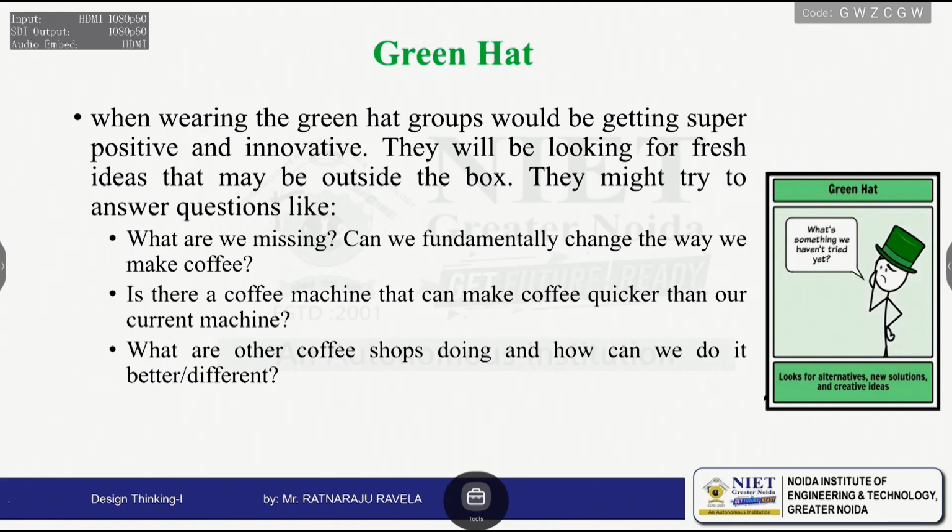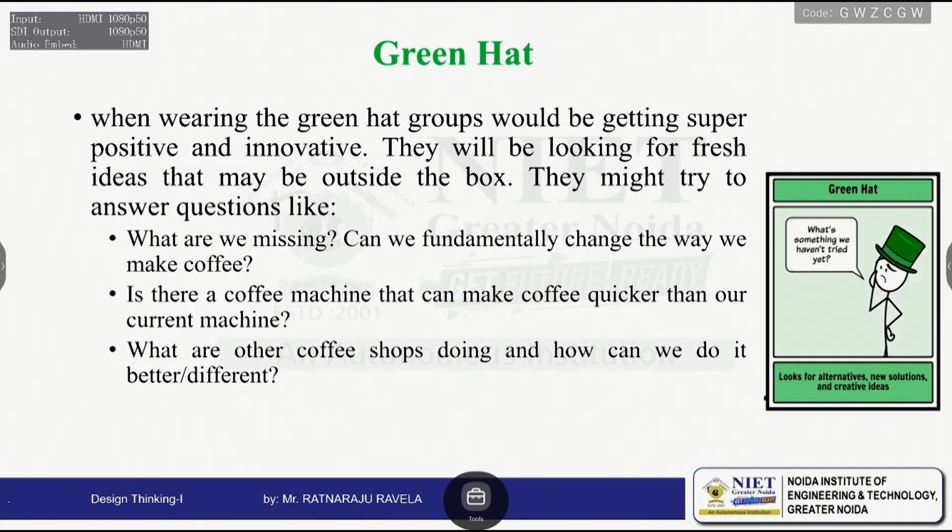Okay, so coming to the green hat. When wearing a green hat, the group would be getting super positive and innovative. They will be looking for fresh ideas that may be outside the box. They might try to answer questions like, what are we missing? Can we fundamentally change the way we make coffee? Is there a coffee machine that can make coffee quicker than other current machines? What are the coffee shops doing and how can we do it in a better way?